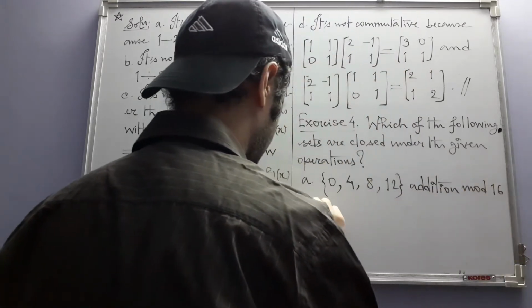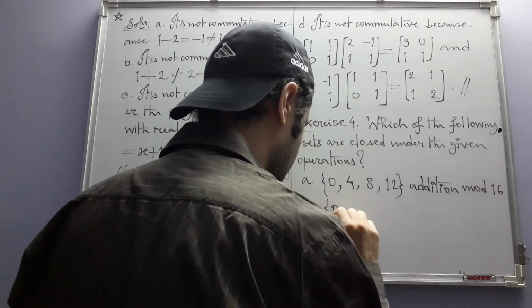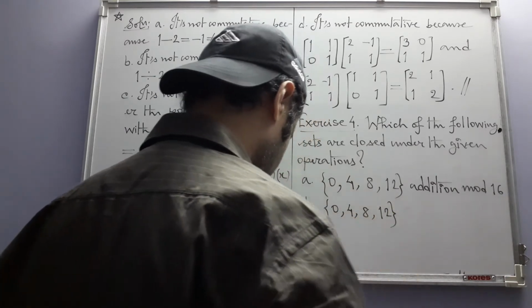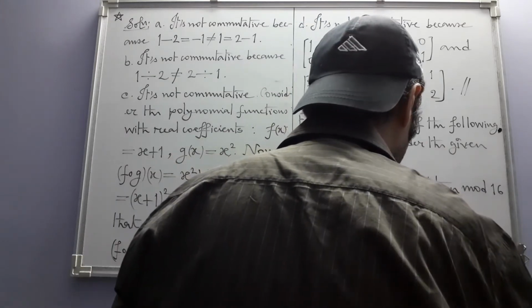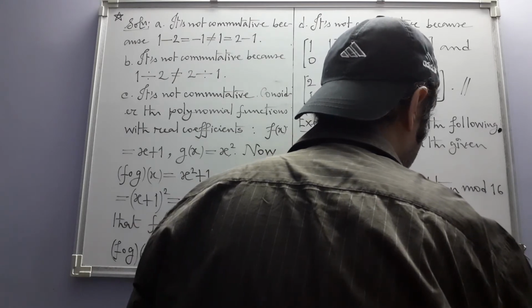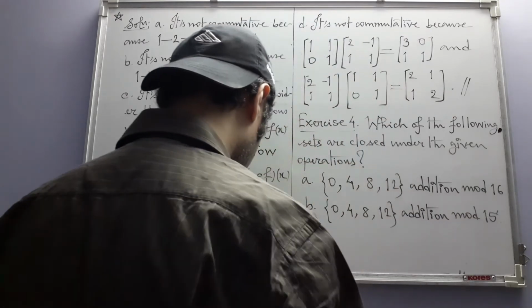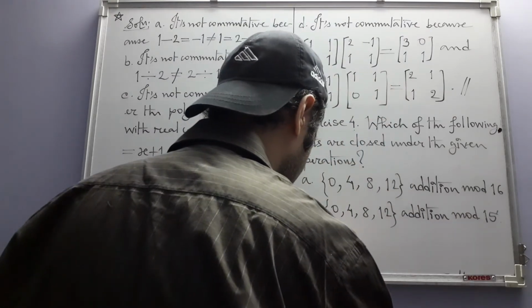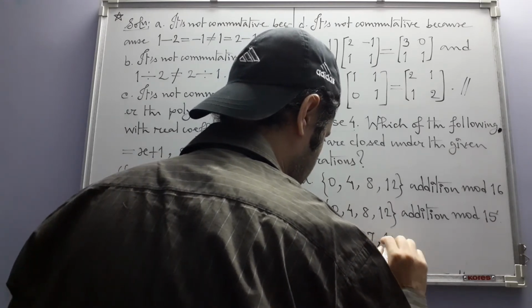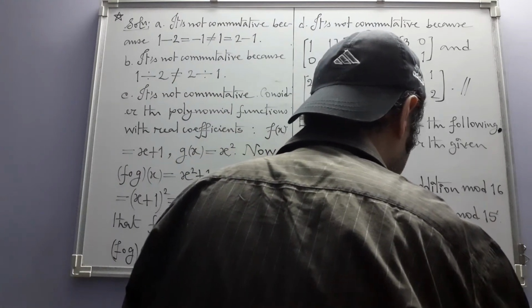Then B, 0, 4, 8, 12, same set. Addition mod 15. Part C, 1, 4, 7, 13. The operation is multiplication mod 15.